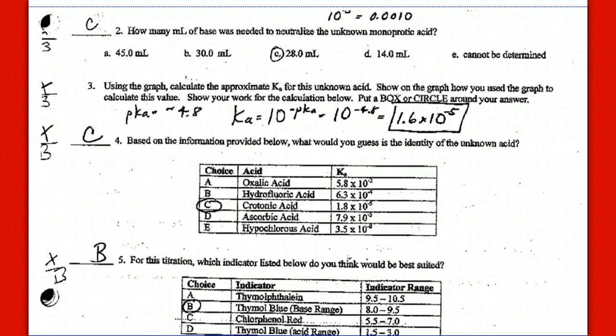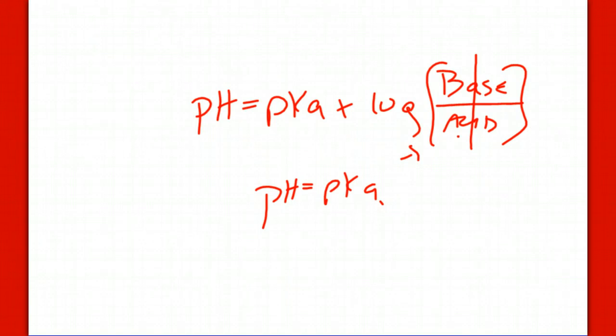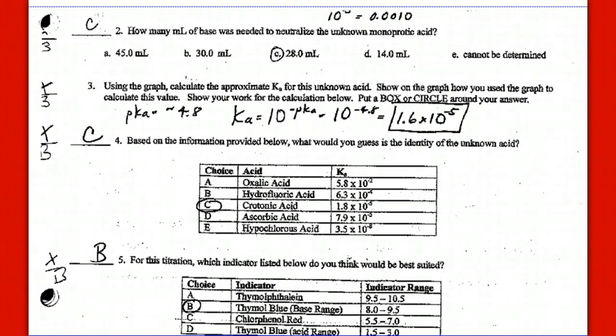This is from that point on the graph where pH equals pKa. So the pH here is 4 point something. It's almost 5 if you take this line straight over. That's going to be the pKa of the acid, which is 4.8. Based on the information below, what would you guess the identity? Well, if the pKa is 4.8, then the Ka equals something times 10 to the negative 4.8, which would be something times 10 to the negative fifth.